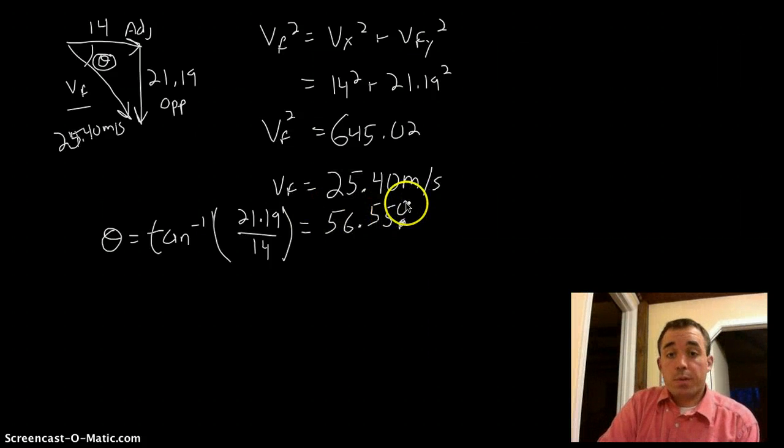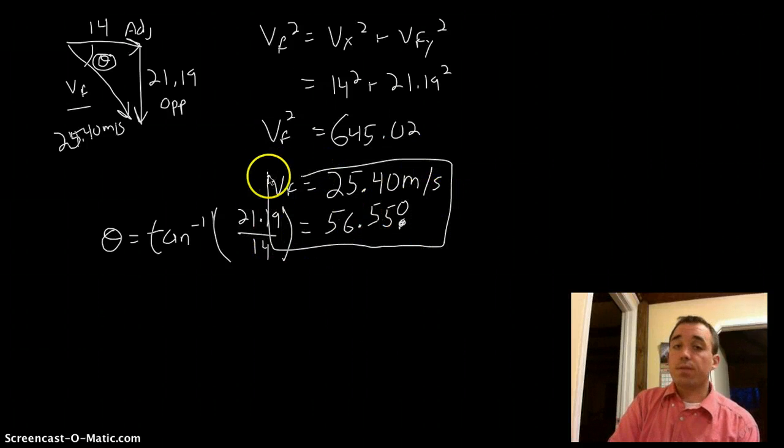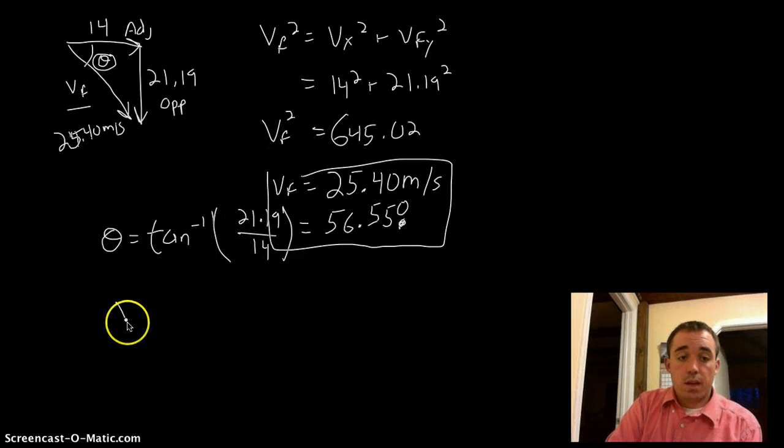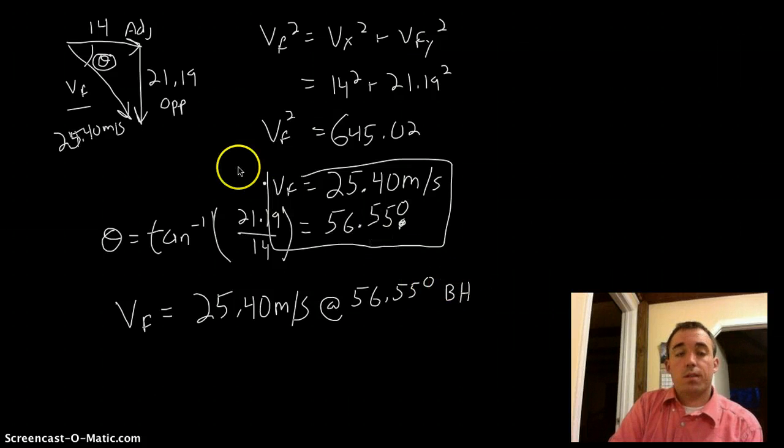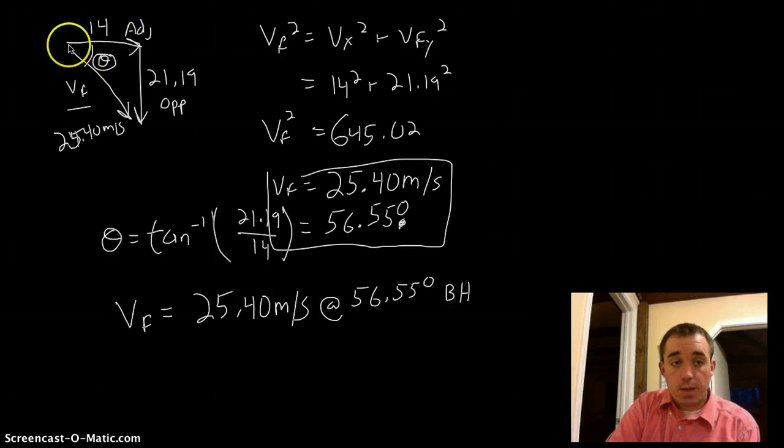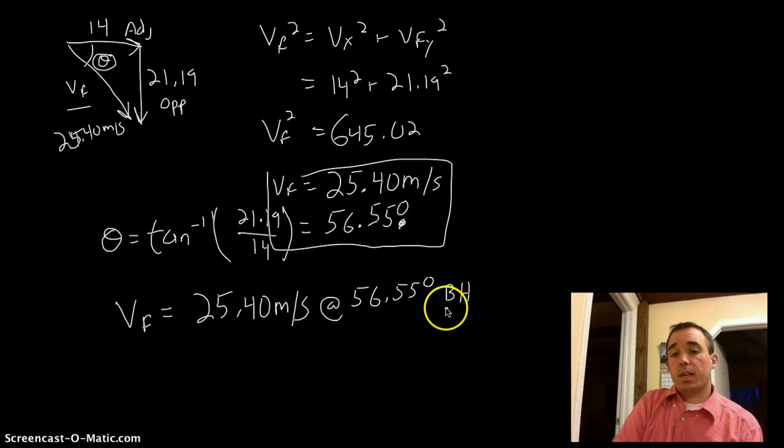So 56.55 degrees, putting these two things together allows us to fully classify that velocity vector, and we get our final velocity, not our final speed. Our final speed is this, but our final velocity would be 25.40 meters per second at 56.55 degrees below horizontal. Here's the horizontal. I have to rotate my vector, my hypotenuse, down. I have to rotate it below, which is where this BH comes from.